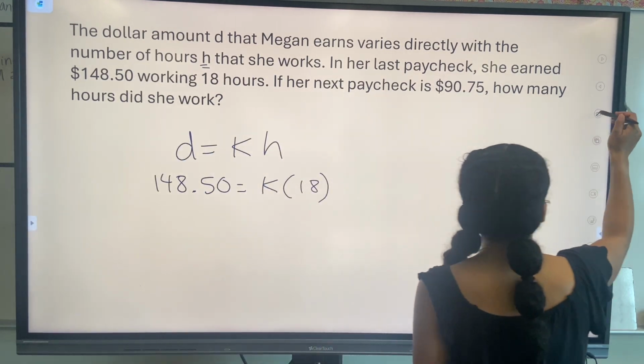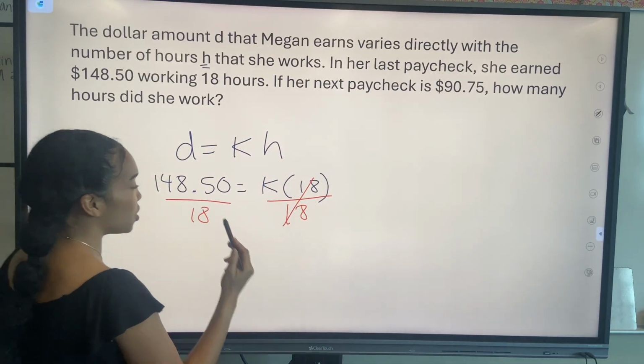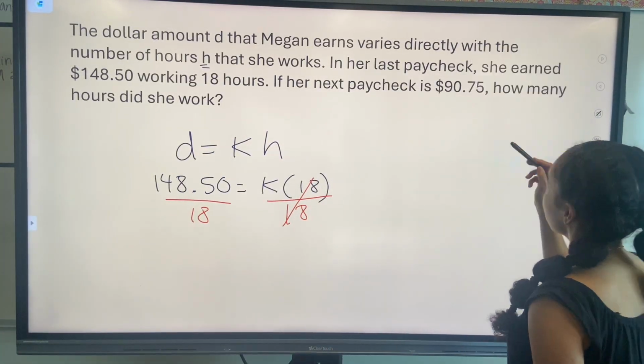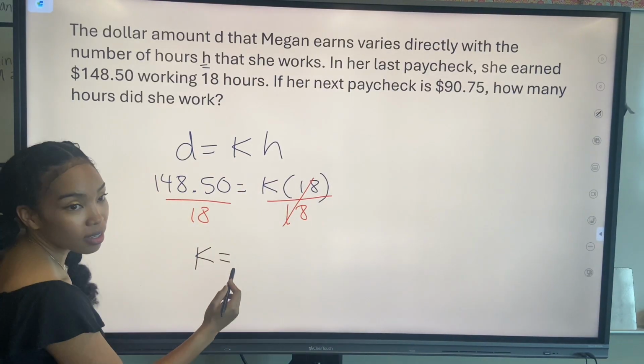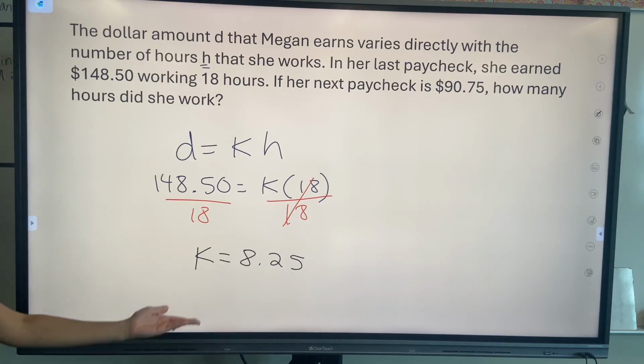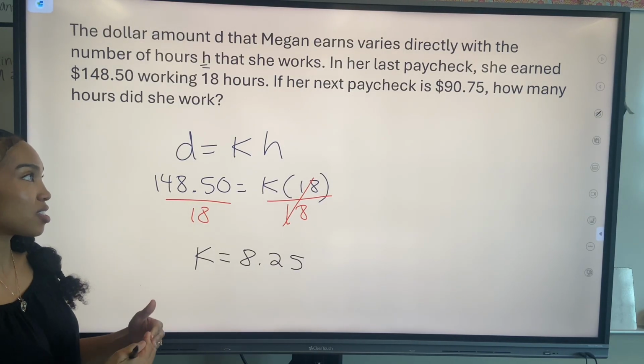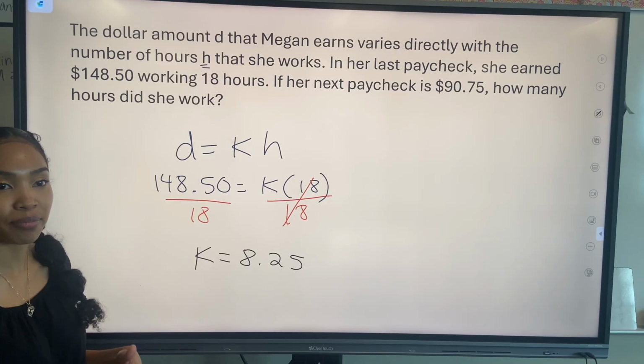You're going to divide both sides by 18. Can someone do that for me and let me know what you get for k? 8.25. Okay, so it looks like she makes $8.25 an hour. That's the constant. That's what's being multiplied every time.